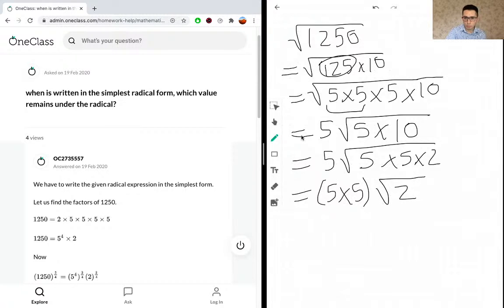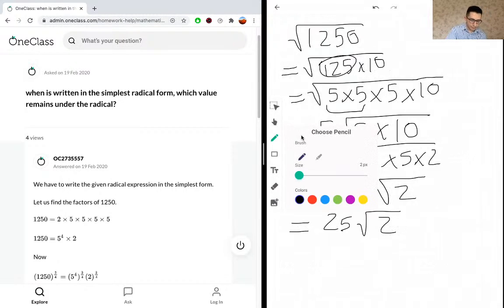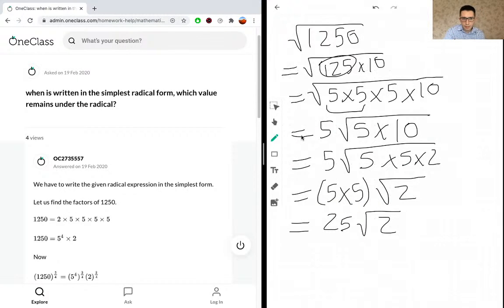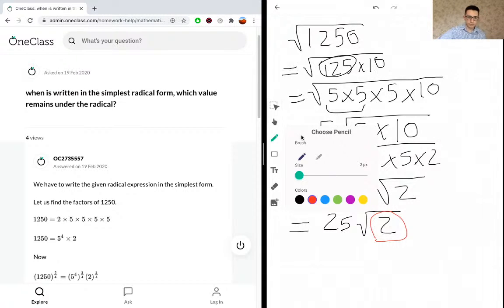So we just took the two 5s multiplying each other from underneath the square root to the front, to be multiplied by the already existing 5. And now we have 25 square root of 2. And we can say that the value that remains under the radical in the simplest radical form is 2. And we can't really simplify 2 any further. The only factors of 2 are 1 and 2, so we can't simplify that. So let's look at the solution here.